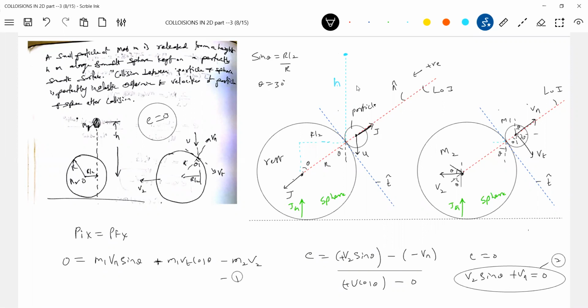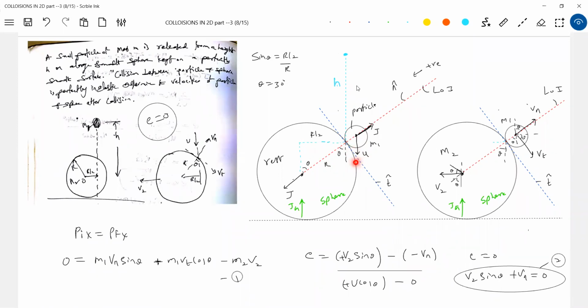Whose help should I take? How will the impulse act on the sphere or on the particle? It will act along the line of impact and along t cap, the tangential direction. Along the common tangent, will there be any impulse? No impulse on the particle. So what should happen to the momentum of the particle along the common tangent? It should be conserved, of only the particle, not of the system.